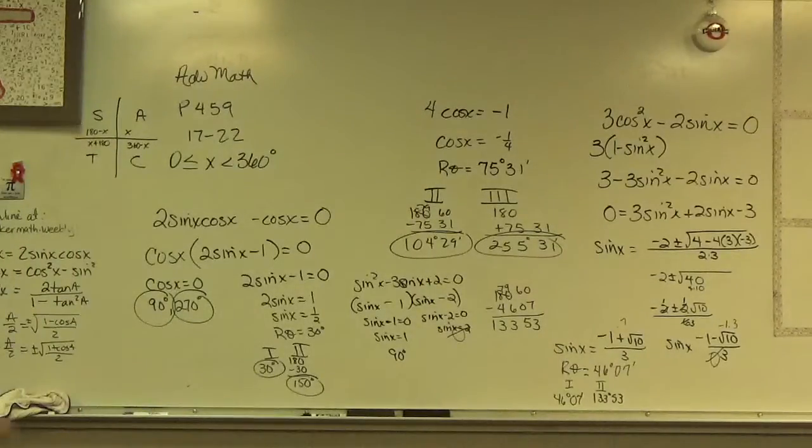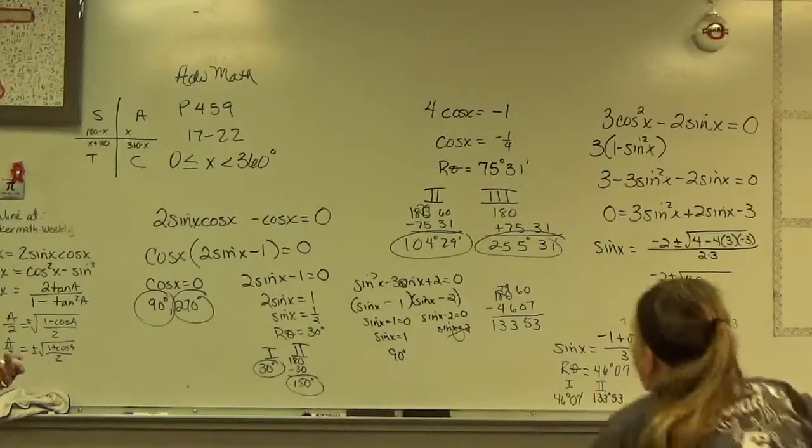Okay, now, 17 through 22. I want to see the first 3, 4, whatever you can get done. I think my goal is to make sure you get them all done.